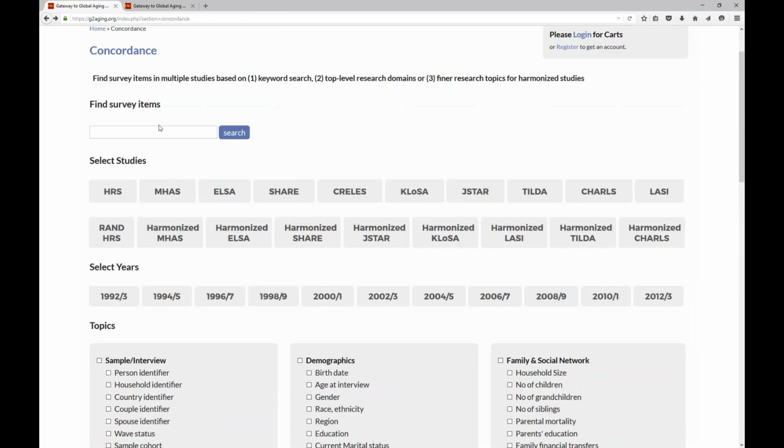So let's go up and let's look for your question. So let's just type in pain. Let's say we're interested in pain in the HRS, and for instance, let's just look at year 2008. So we can just search here.